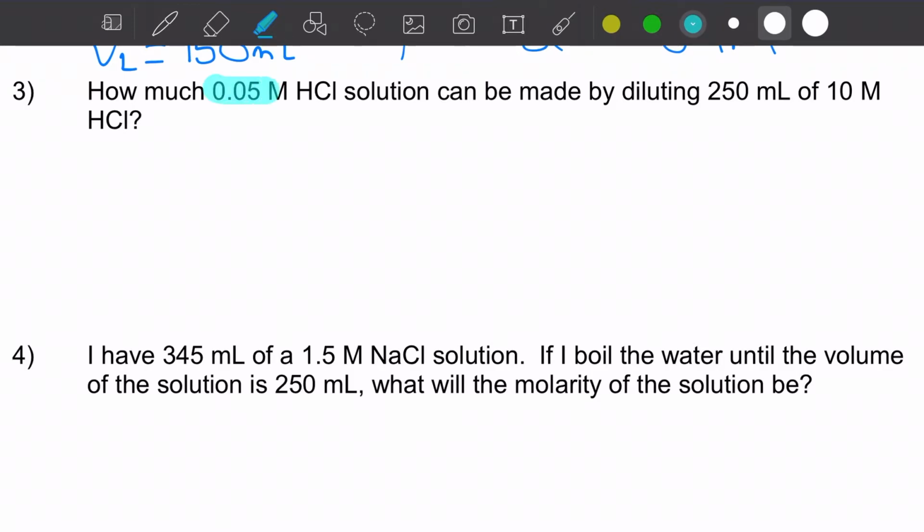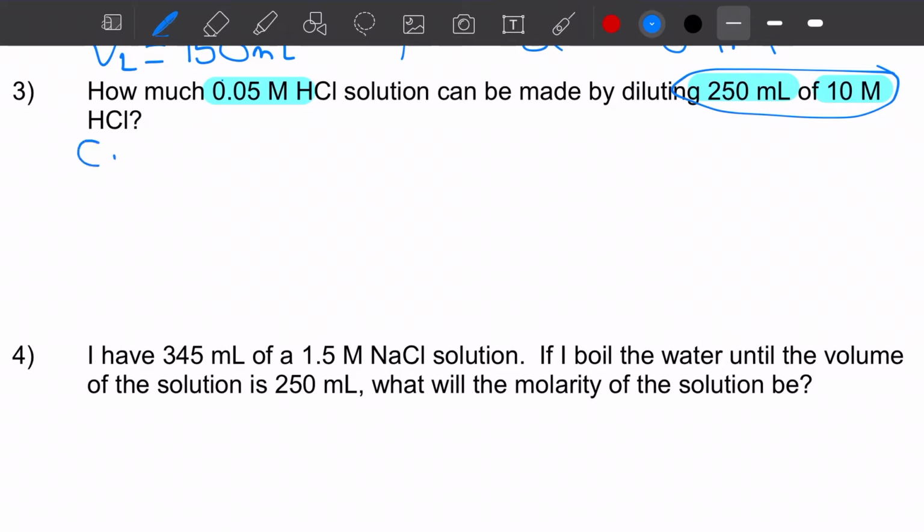How much 0.05 molar hydrochloric solution can be made by diluting 250 mils of a 10 molar hydrochloric acid? If we go through this time, this information here is our start information, and this is what we want to end up with. So let's write that down. C1 V1 C2 V2. We are now looking for how much of something, so that means we're looking for the volume. The concentration 2, the one that we're going to end up with, is the 0.05.